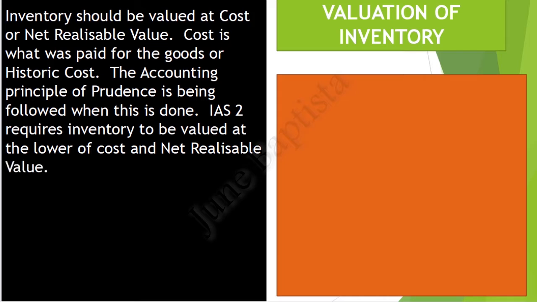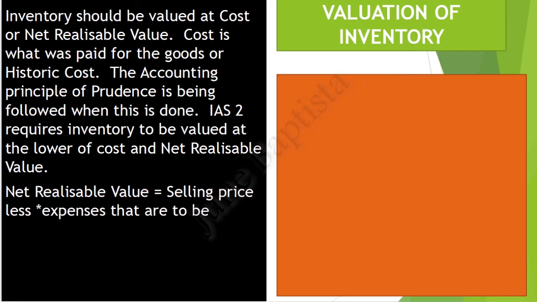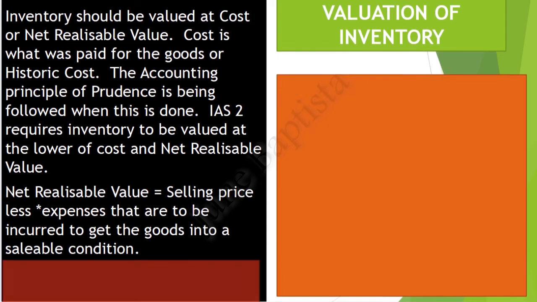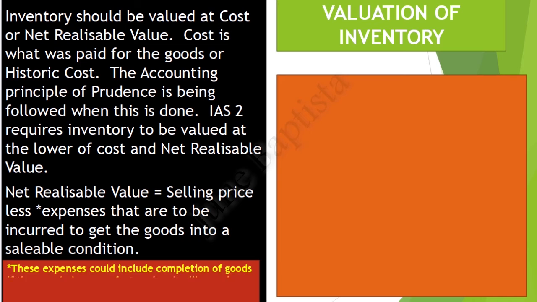So what is net realizable value? Net realizable value is equal to selling price less expenses, as outlined in the box below, that are to be incurred to get the goods into a saleable condition. These expenses could include completion of goods if they are being manufactured, and selling and distribution costs.